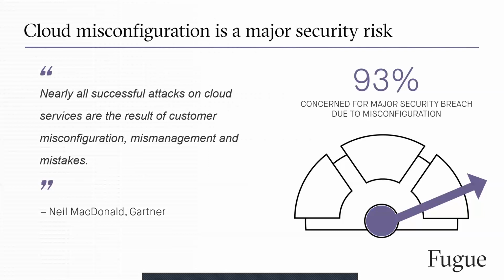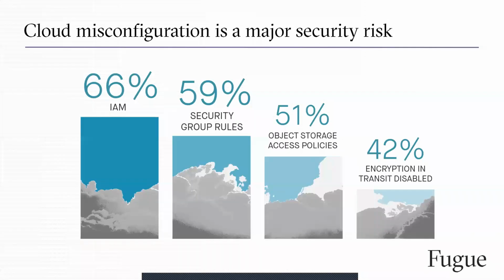Last year at Fugue, we did a major survey of over 300 organizations operating at scale on the cloud, and 93% of them said they were concerned for a major security breach due to misconfiguration. That really should be 100%, but 93 is a pretty good starting place. So folks understand that this is a major attack vector.